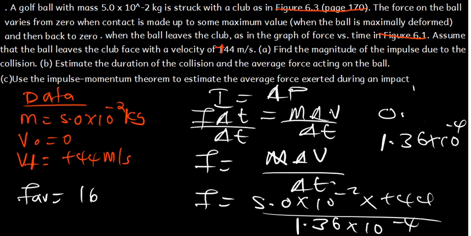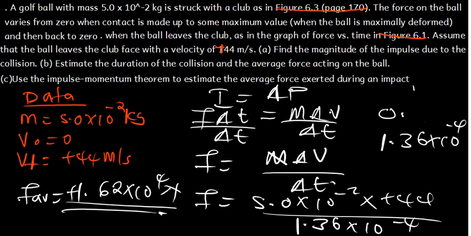It's going to be positive, because the velocity was positive. So it's positive 16,100, and let's put this in scientific notation to make things simple. I'm getting positive 1.62 times 10 raised to the power 4 newtons. So this is going to be my average force. In this case, we are done with this question.